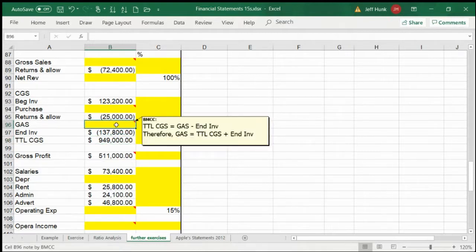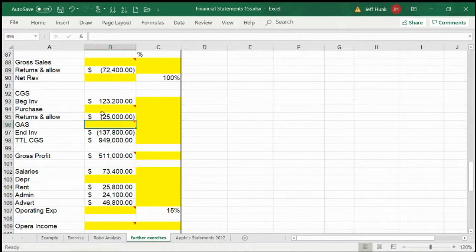So GAS is basically the inventory, right? Everything here is beginning inventory, net purchase, that's also inventory, returns and allowances, inventory, ending inventory. CGS is also inventory that was sold. In other words, the inventory is basically expressed in terms of price, in terms of cost.